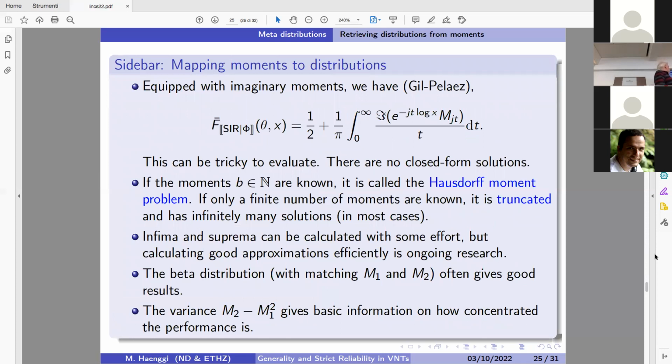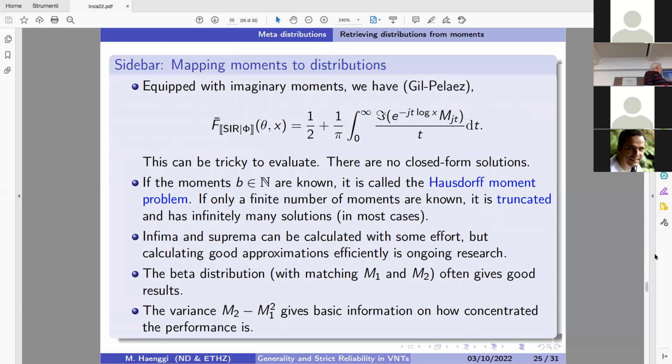A popular one is due to Gil-Pelaez, using imaginary moments and calculating this integral. It's nice analytically, but this never has any closed form solutions, and it can be tricky to evaluate because it might not decay that quickly. It might diverge at 0. So we have to be careful numerically.